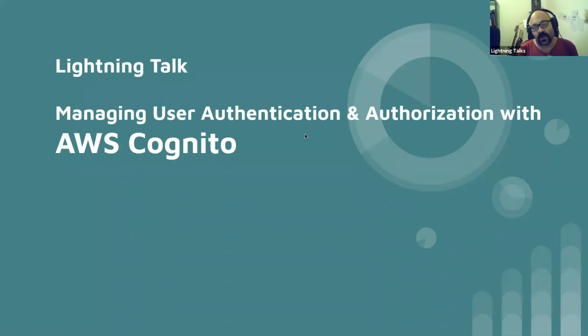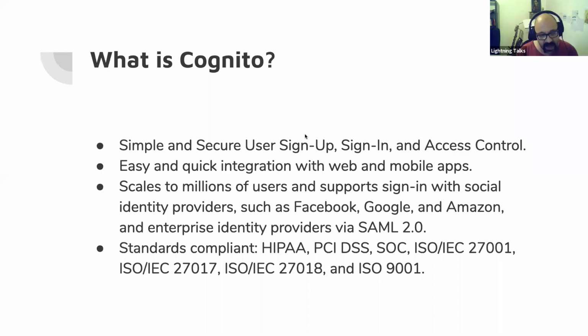So I wanted to talk about a new tool that I started using recently in a project. I think it's pretty convenient, and this is AWS Cognito. AWS Cognito is a managed service that provides simple and secure sign-in, sign-up, and access control with all the flows involved, like confirming an email, resetting password, all that is included in the service. It allows easy and quick integration with web and mobile apps.